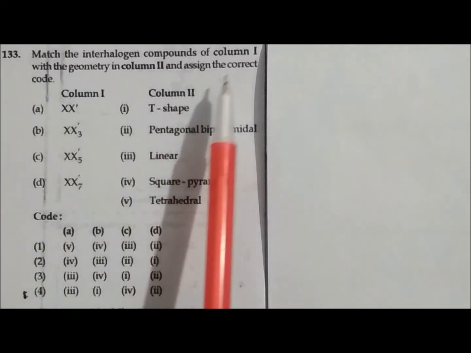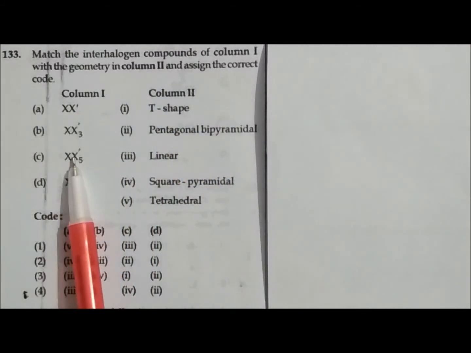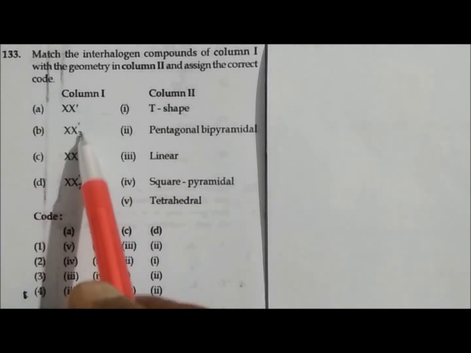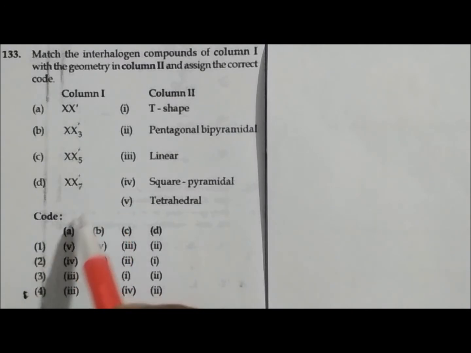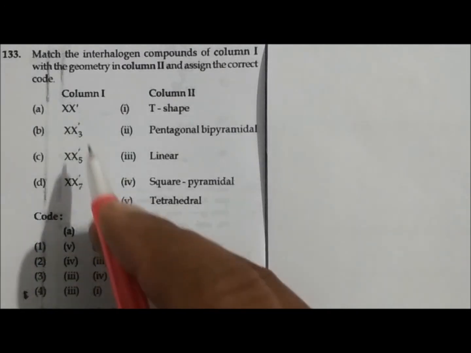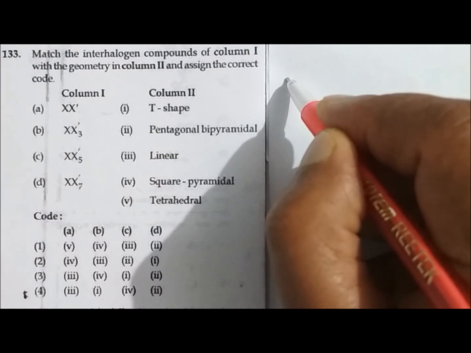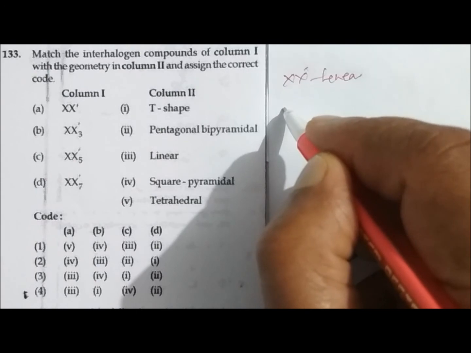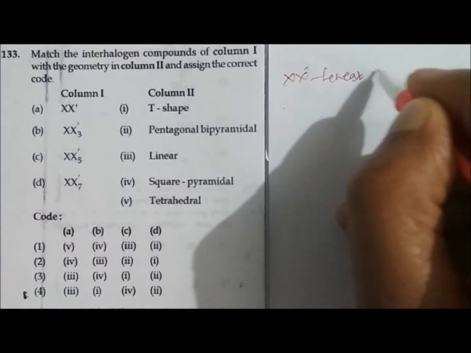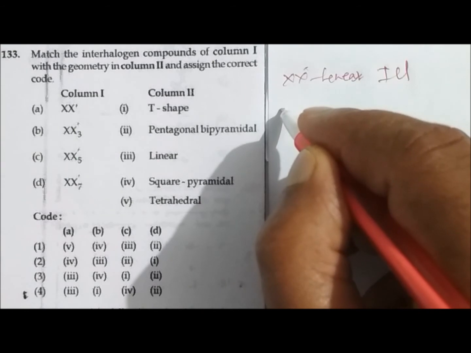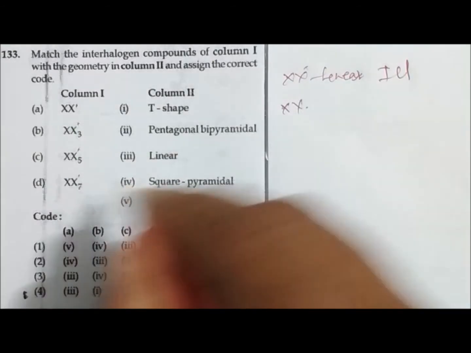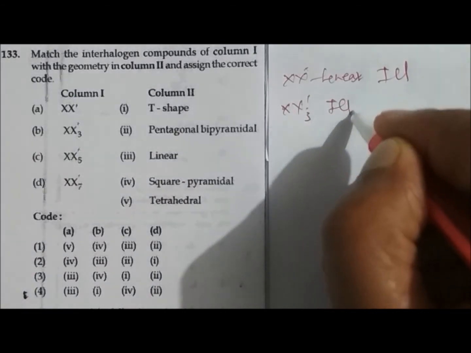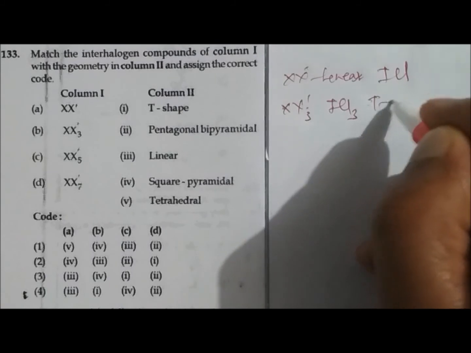Match the interhalogen compounds of column 1 with the geometry in column 2. So this is the interhalogen compound, this is the geometry. We can see the general formulas XX', XX'3, XX'5 and XX'7. We know the halogens form interhalogens. XX' will definitely be linear, for example ICl. Next, XX'3, for example ICl3, will be T-shaped.